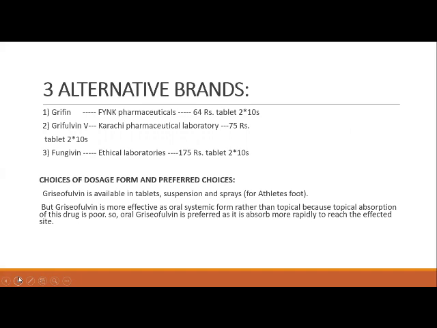Alternative brands. So here are the 3 alternative brands that are available in Pakistan with respect to their prices from low to high. First is Gryphon, produced by the company FYNK Pharmaceuticals. The next is Griseofulvin V, produced by Karachi Pharmaceutical Laboratory. And the next is Fungivin, produced by Ethical Laboratories.